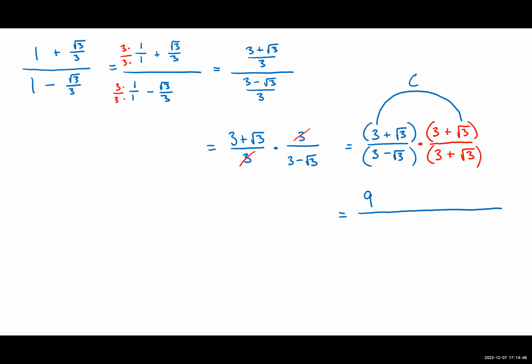Outer times outer. 3 times the square root of 3. So that's 3 root 3. FOIL, I is inner. Inner times inner. Again, 3 times the square root of 3. And then last times last. Square root of 3 times square root of 3 is the square root of 9, which is 3. We'll do the same thing on the bottom. First times first, 3 times 3 is 9. Outer times outer, 3 times the square root of 3 is plus 3 radical 3. Inner times inner, now there's a negative sign, so that's minus 3 radical 3. And last times last, negative times positive is negative. Square root of 3 times square root of 3, square root of 9, or 3.